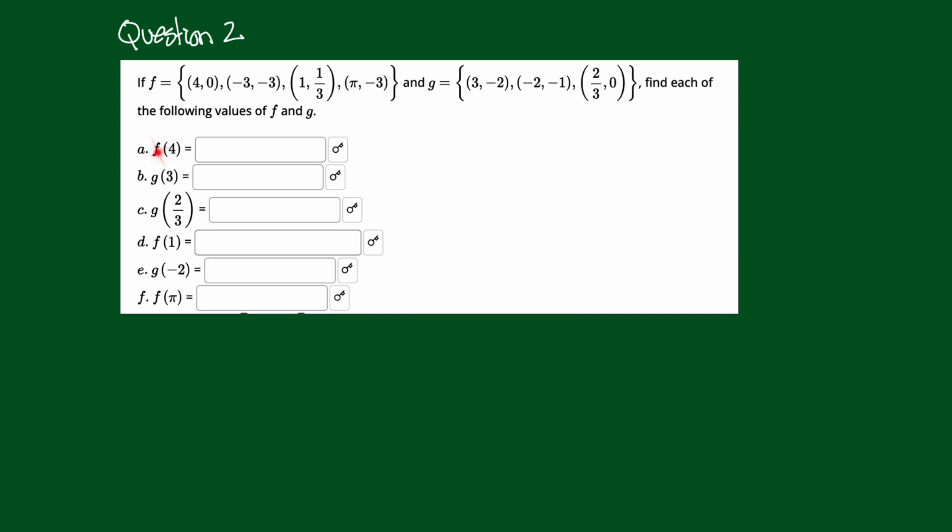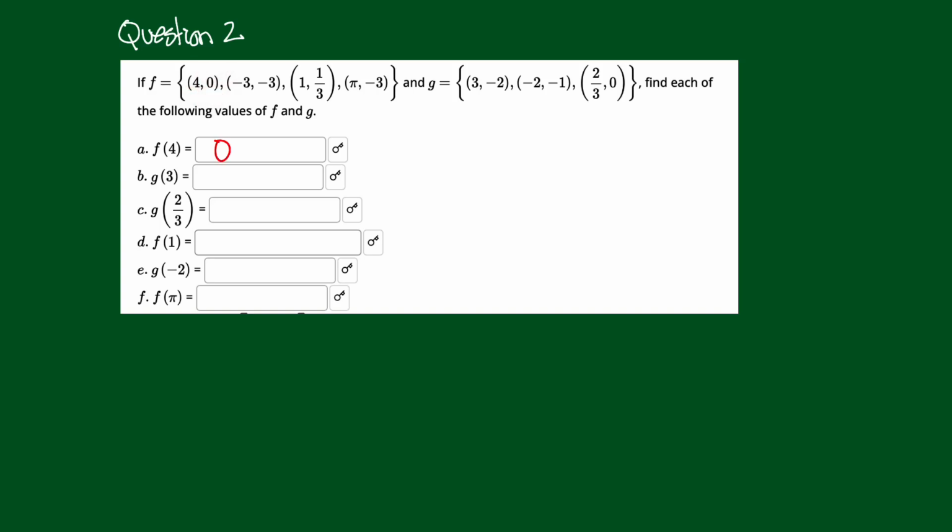Now, part A, what is f of 4? If you put in a 4, well, locate the f function. Here's f. What do you get if you put in a 4? There's the 4. Remember, the first component is the input. Second component is the output. So if you put in a 4, you get back a 0.